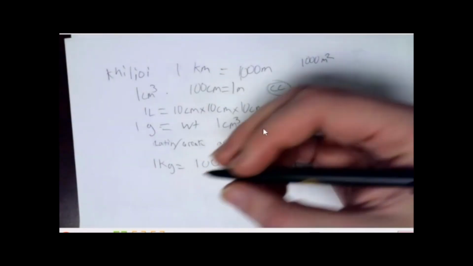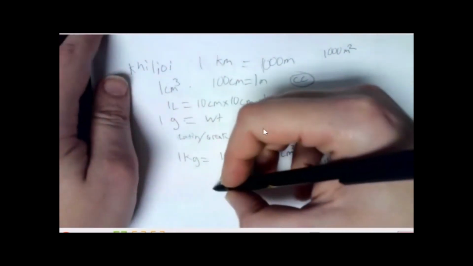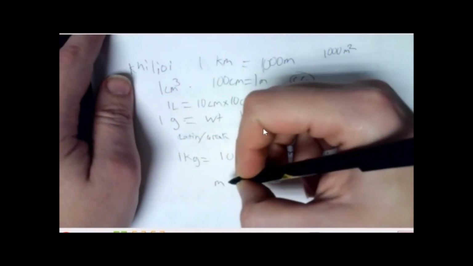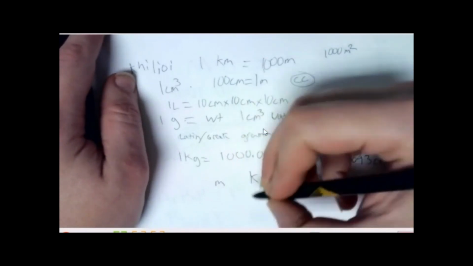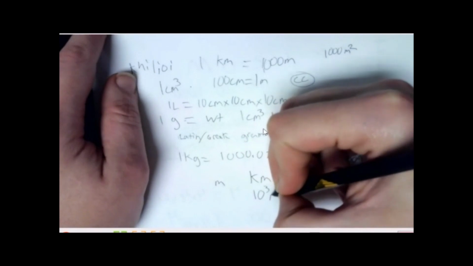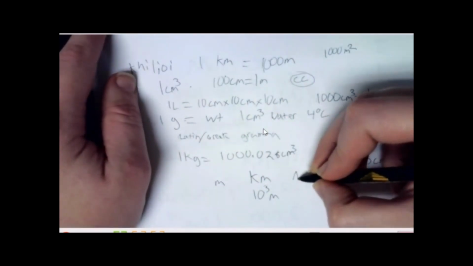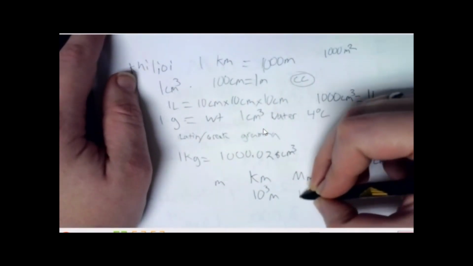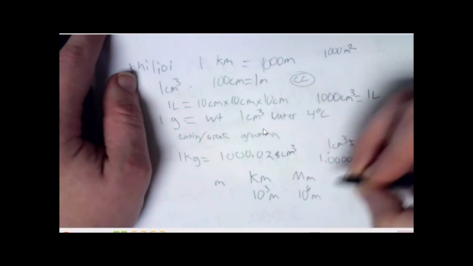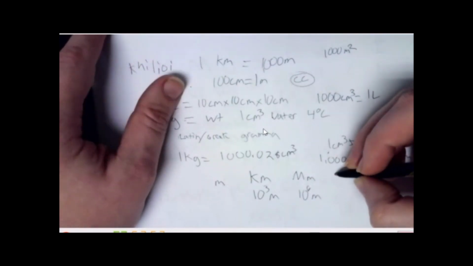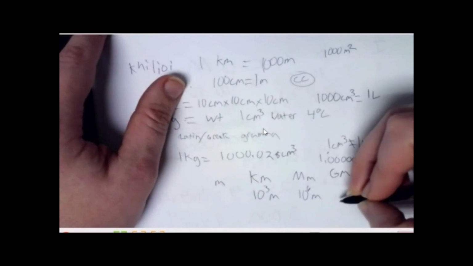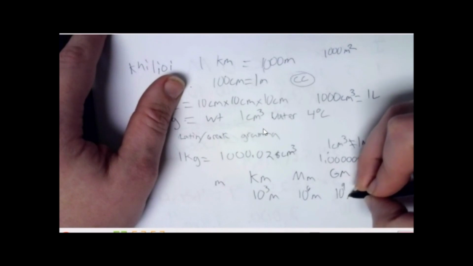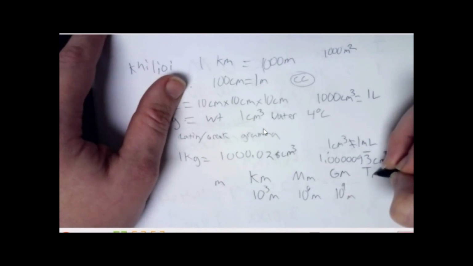Now, a few common metric units, for example, a meter, starting there. We go to a kilometer, 10 to the third meters. We can have a megameter, which is capital M, 10 to the 6th meters. We can have a gigameter, like a gigabyte, a megabyte, 10 to the 9th meters. We could even have a terameter, 10 to the 12th meters.